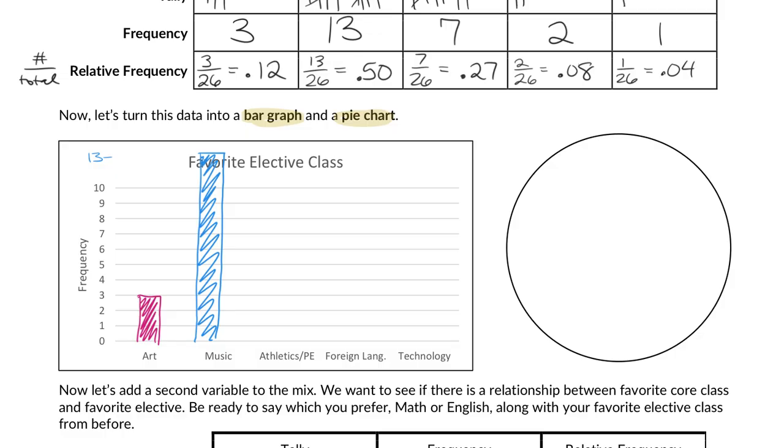Nice. Athletics and PE had 7. So we show visually the 7 responses. Foreign language had 2. And technology had 1.